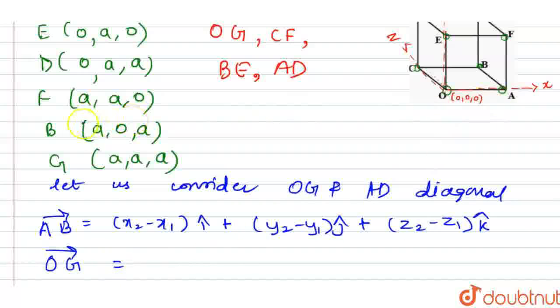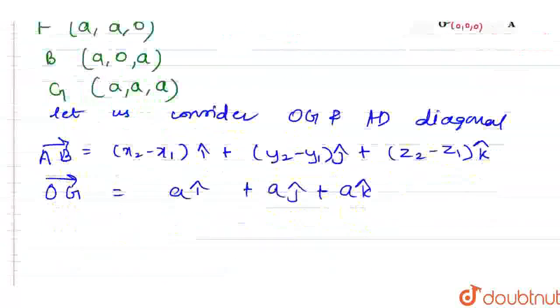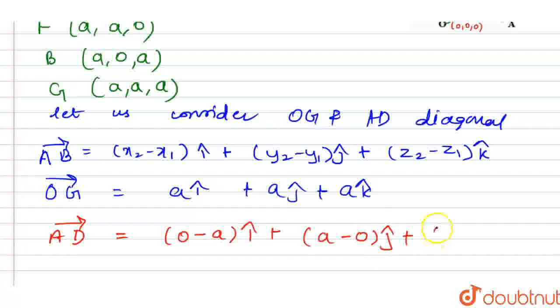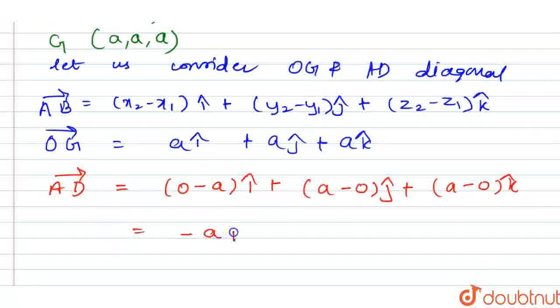The vector OG: O is at (0, 0, 0) and G is at (a, a, a). So we will have (a minus 0) i cap, similarly (a minus 0) j cap, so a j cap and a k cap. So OG is a i cap plus a j cap plus a k cap. Using the same approach, the vector AD will be (0 minus a) i cap plus (a minus 0) j cap plus (a minus 0) k cap. After solving it we get minus a i cap plus a j cap plus a k cap.